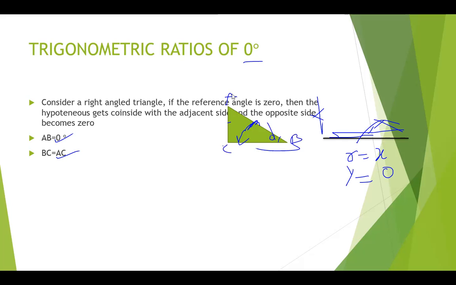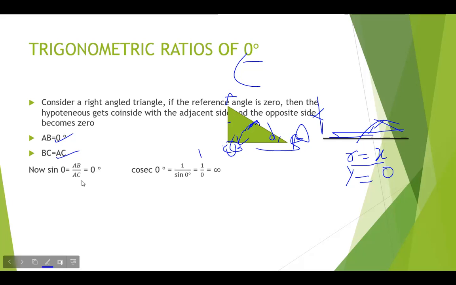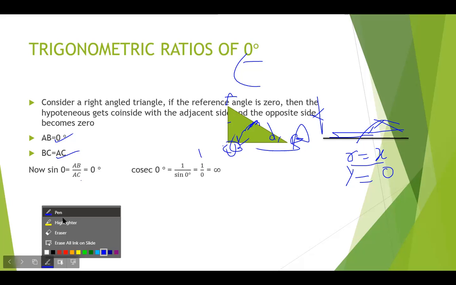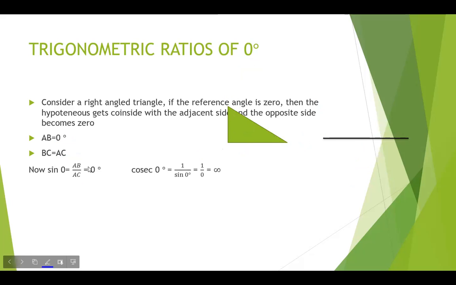Or BC is equal to AC. A, B, C like that. Okay. R becomes equal to X and Y becomes equal to 0. So with that, if I write the trigonometric ratios, what happens? Sine 0 is opposite side divided by hypotenuse. Here opposite side has become what? Opposite side has become 0 and the hypotenuse has become equal to the adjacent side.